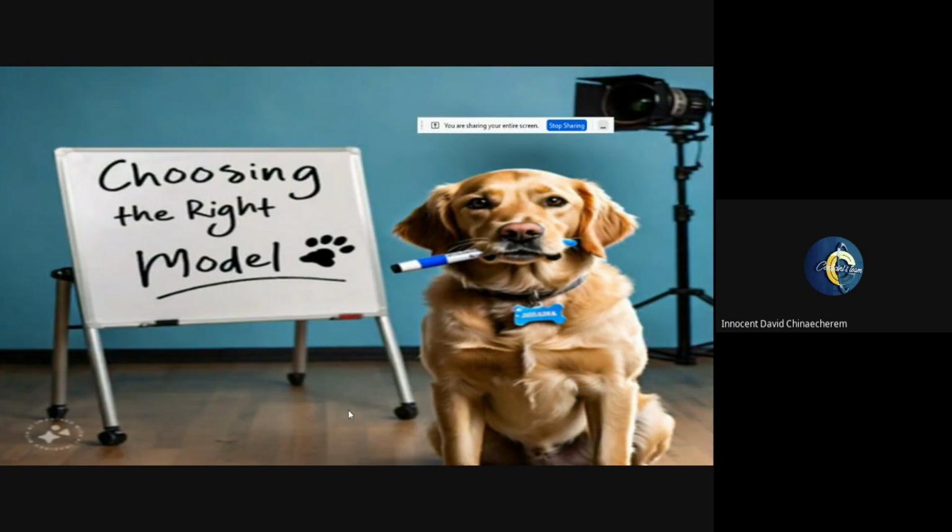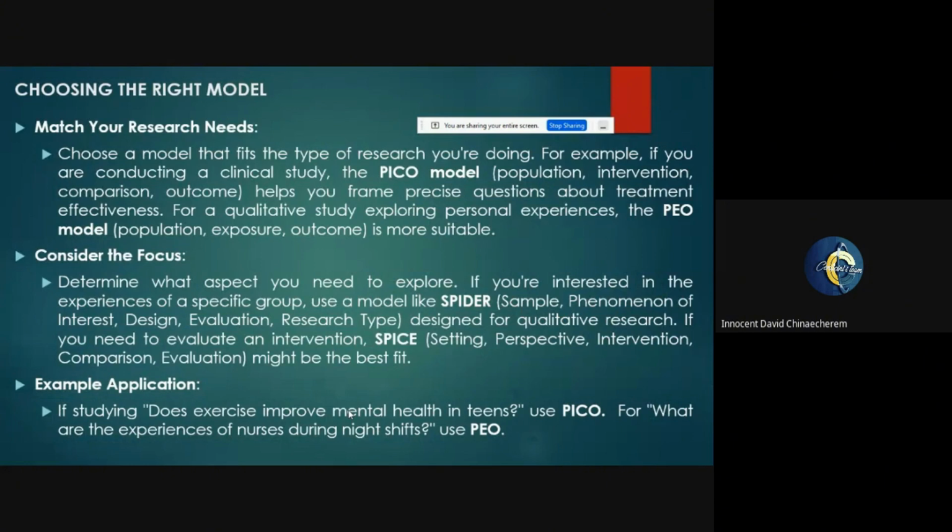So we're coming here now to choosing the right model, right? So when do you need to know what model is appropriate, right? When should you know the model that is appropriate for you? And it's just very simple. A problem that most PhD students battle with, and master's students as well, right? Which is, you choose a model that fits the type of research you want to do.